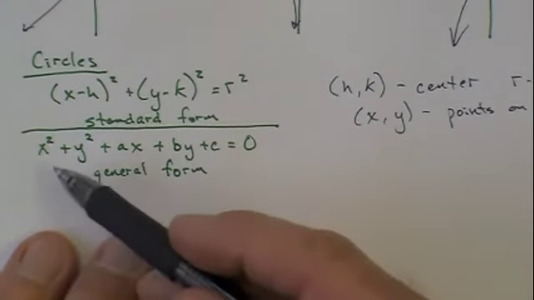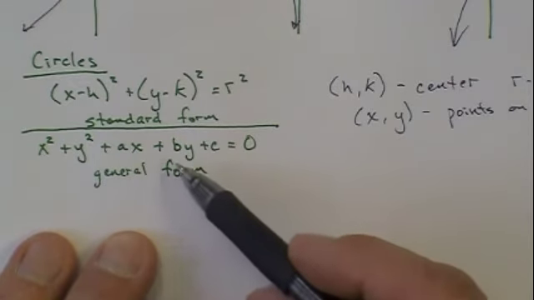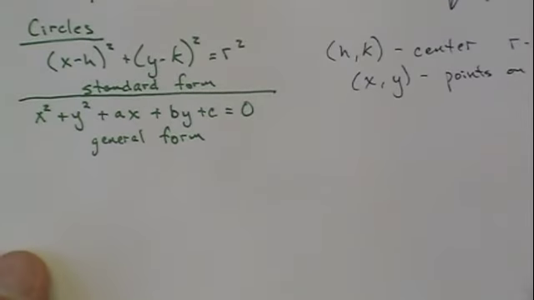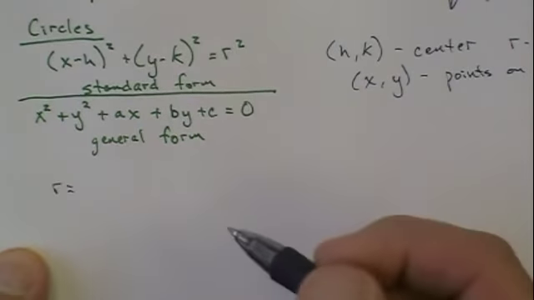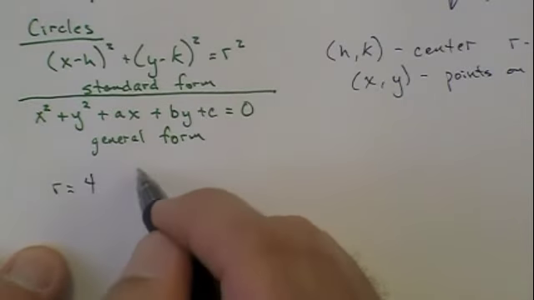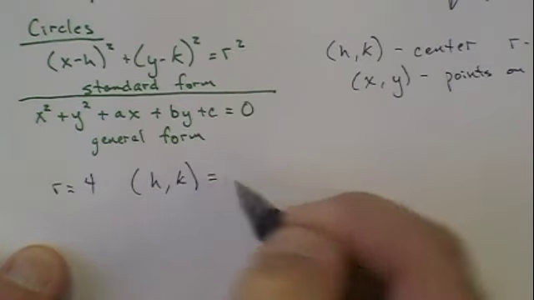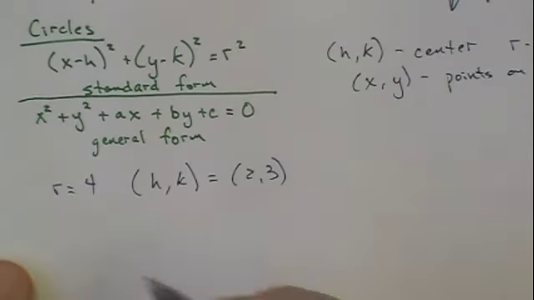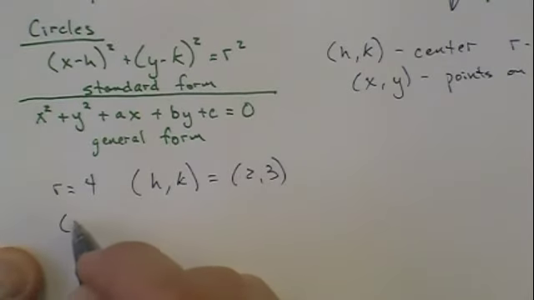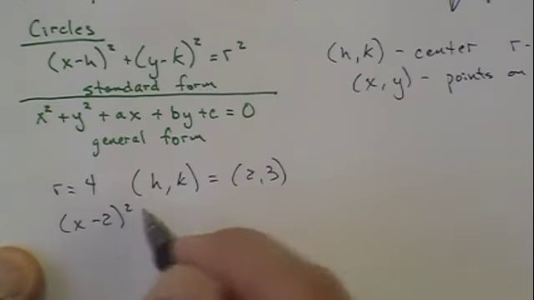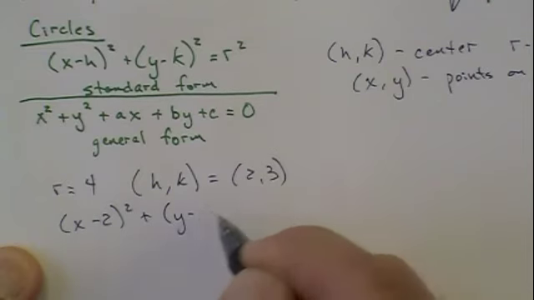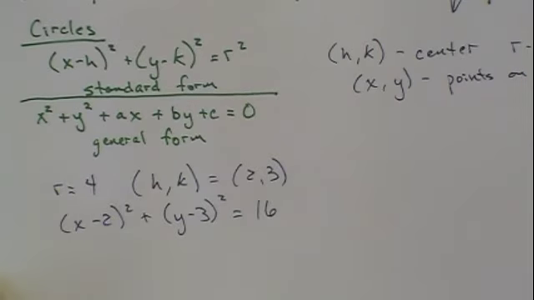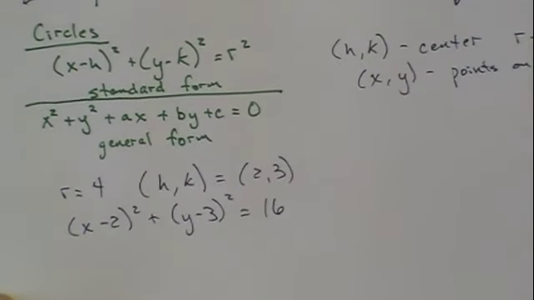Now general form, we have x squared plus y squared plus ax plus by plus c equals 0 for general form of a circle. Now if we have a circle with a radius of 4, and then the center point, h, k, has coordinates at 2, 3. Alright, so if we wanted to write the equation in standard form, then we're going to say that we have x minus 2 squared plus y minus 3 squared equals 4 squared, or 16. So that would be our equation in standard form.